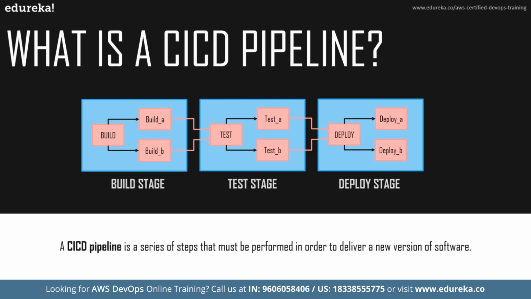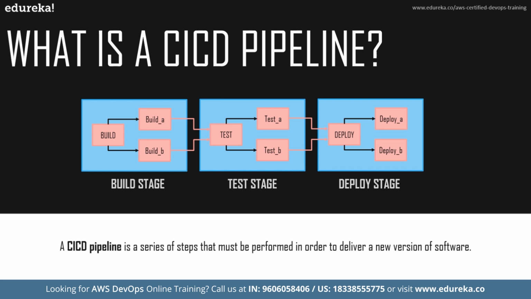So CI is continuous integration, which means bringing together all the developers' working copies to a shared mainline. All the developers working on parallel branches of a certain upgrade of an application merge their changes into one main branch. And CD stands for continuous delivery and deployment.